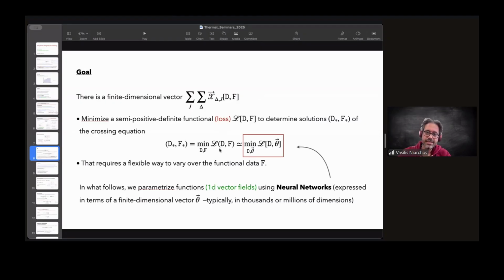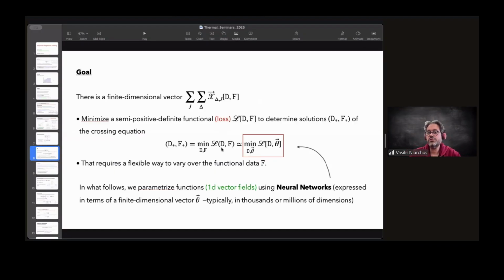Now, the part that has to do with numbers, the discrete set of numbers, is easy, right? You just do some optimization. The optimization in general is going to be non-convex or non-linear. But the other part, the part that has to do with the functions, is more complicated because I have to vary over functions now. I have to solve a variational problem over functions. And that requires a flexible way to vary over the functional data F.